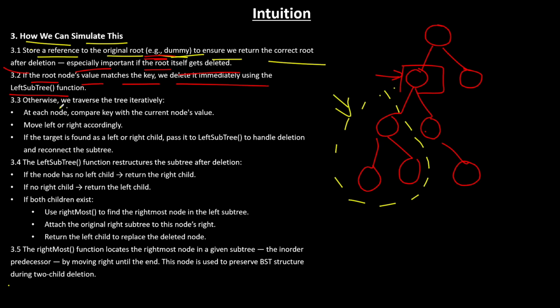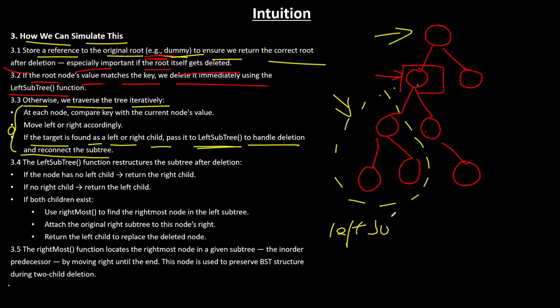If we don't get the node, otherwise we traverse the tree iteratively. This is the concept of BST itself. Nothing to explain here. Once the target is found as the left or right child, we pass it to the left subtree function to handle the deletion and reconnect the subtree. So what happens? Suppose this node has to be deleted and we are standing in the root node. What we'll do is create a left subtree function and pass root left here. In this case, root left, because the node is in the left of this particular root.